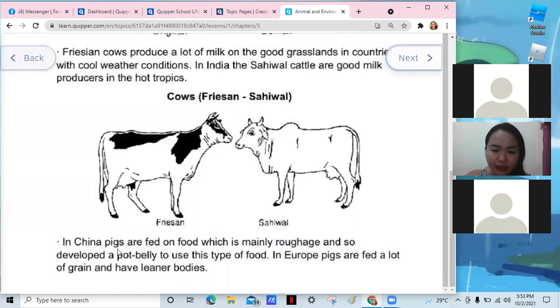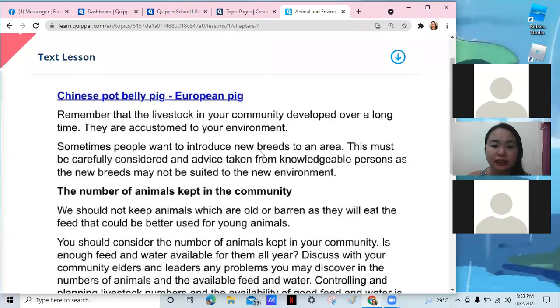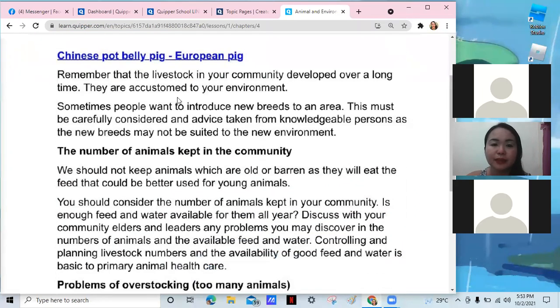And pigs in China are also fed on food which is mainly roughages, and so they have a pot belly. But in sa mga European pigs, they are fed with grain, so they have leaner bodies. So that could be differences. So remember that the livestock in the community develop over a long time and are already accustomed to your environment. Kaya it's also possible that you introduce a new variety.